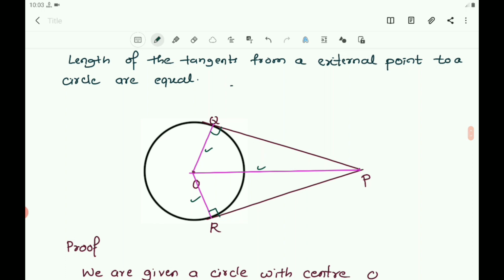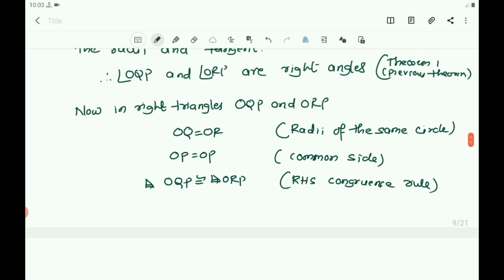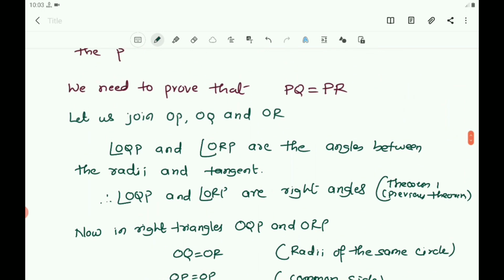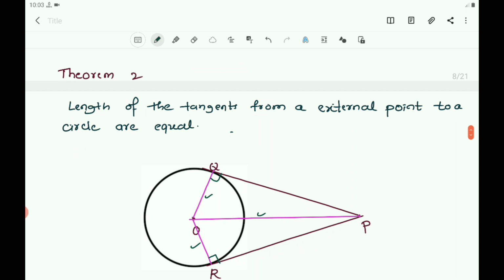Therefore, you can say that PQ equals PR. That is according to CPCT. Therefore, you write PQ equals PR. Reason: CPCT. In this way, we proved that the lengths of the tangents from an external point to a circle are equal. PQ and PR are tangents from the external point, and we got that they are equal. Logically, we proved this theorem.